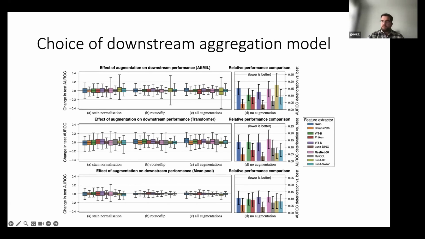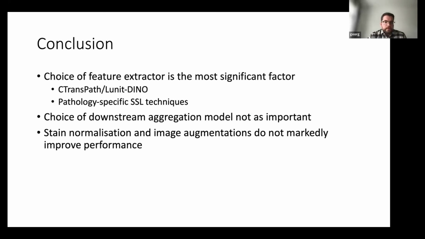Okay, to conclude, the main thing we found is that the choice of feature extractor is the most significant factor for improving downstream performance. So the biggest leverage you have to improve the performance is choosing a good feature extractor. And we found that cTransPath and Lunit DINO tend to perform best. Both of these use pathology-specific SSL techniques.